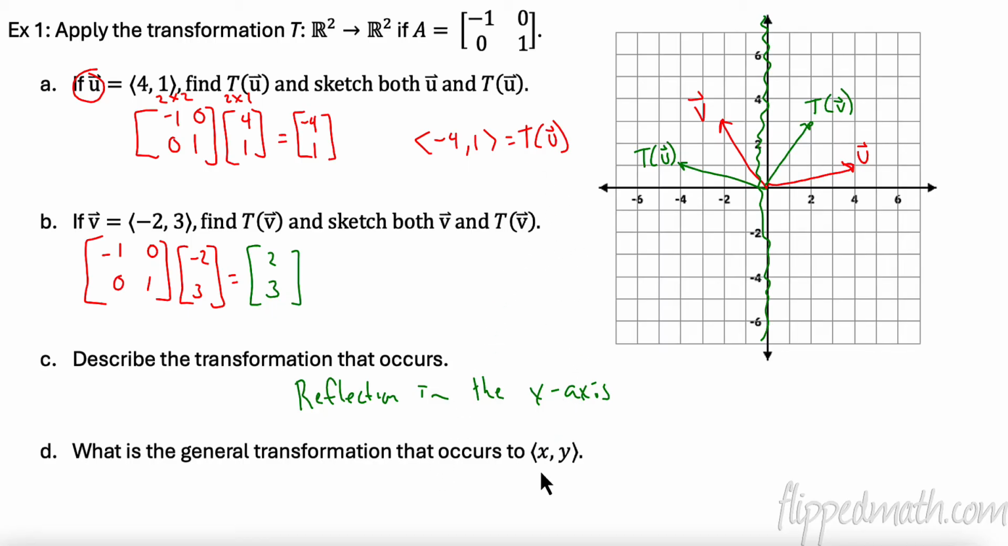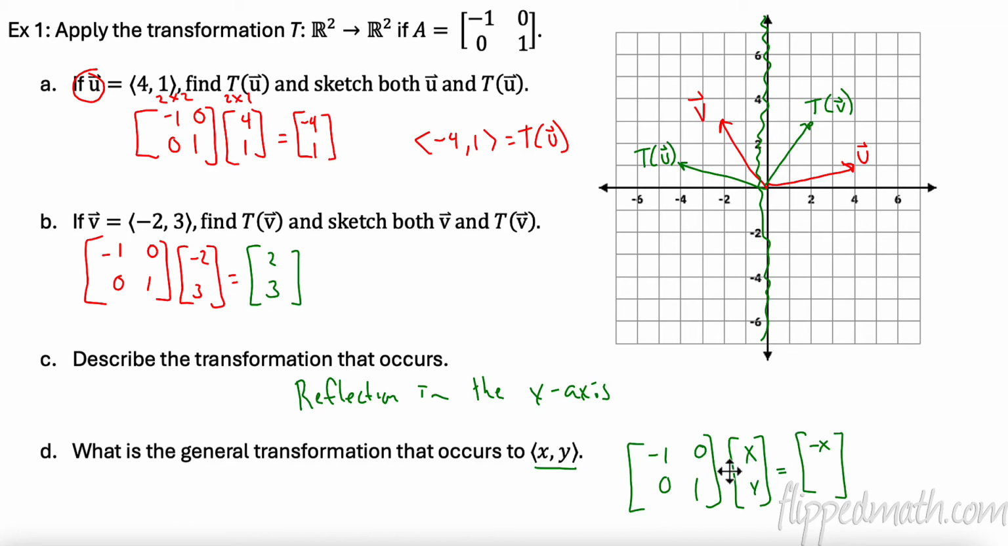Well, I'm going to do the same thing. I'm going to assume now that instead of my vector being -2, 3 or 4, 1, my vector is x, y. So let's do it. I have -1, 0. This is my transformation matrix. And I'm going to multiply it by x and y. So here we go. -1 times x plus 0 times y. So that's just -x.